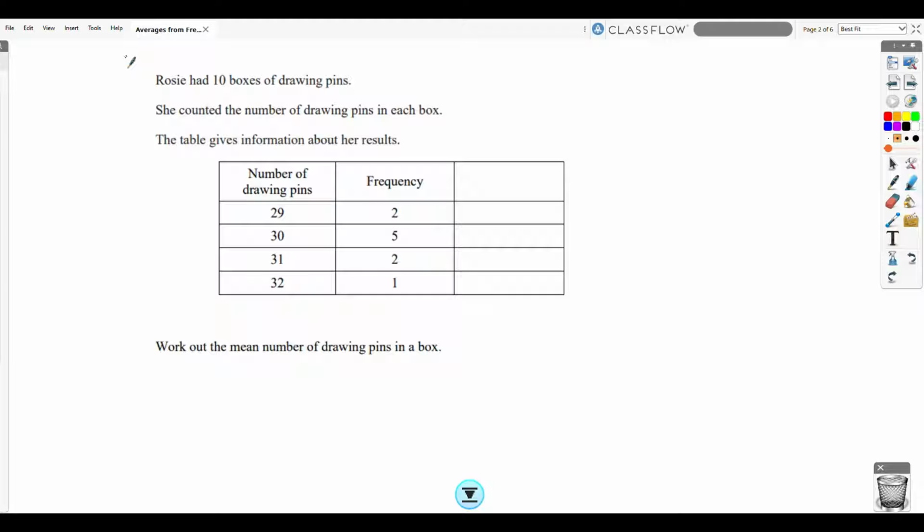So we're just going to use a little bit of a different notation. We're going to label the first column as x, so we're finding the mean of x, and the second column is f. So therefore when we multiply across, we have an fx column. So we start off with 29 times 2, which will give us a value of 58. 30 times 5 is 150, 62, and then 32. Total of these, we get 302.